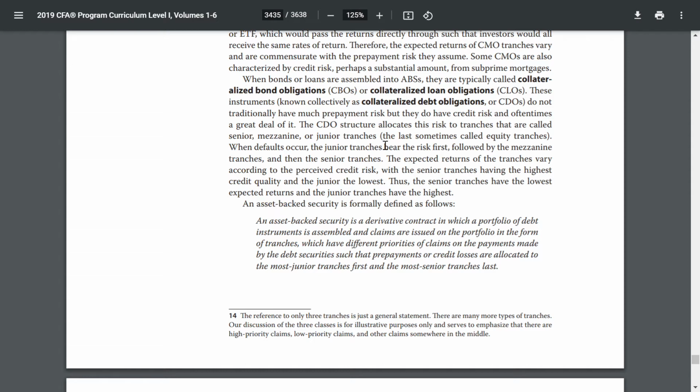An asset-backed security is a derivative contract in which a portfolio of debt instruments is assembled and claims are issued on the portfolio in the form of tranches, which have different priorities of claims on the payments made by the debt securities, such that payments or credit losses are allocated to the most junior tranches first and the most senior tranche last.